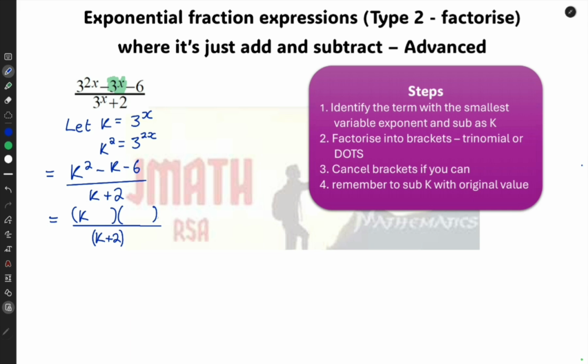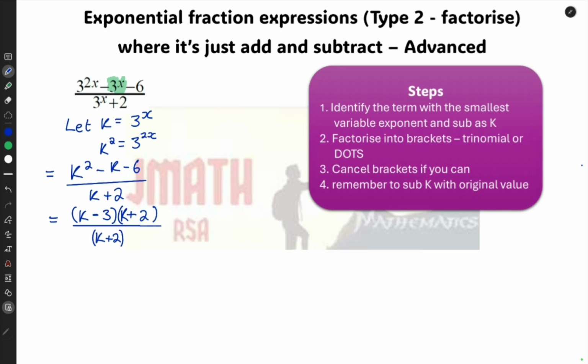So trinomial, the last term is a 6. What times what gives me 6? But when I subtract, it must give me a negative 1. So it's either 1 times 6, but if I minus that, it gives me a 5. So it's not that one. So I can say it's 3 and 2. And then the biggest number must get this sign. So in this case, k minus 3, k plus 2, let's just remember to put k.